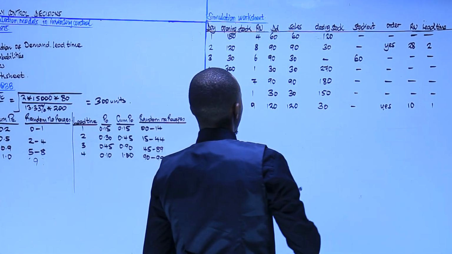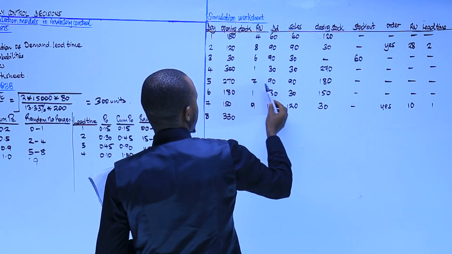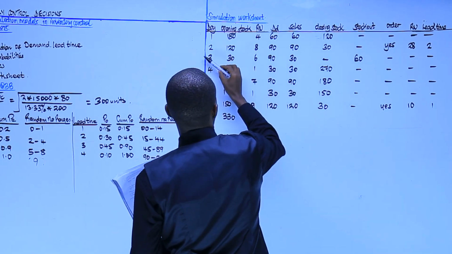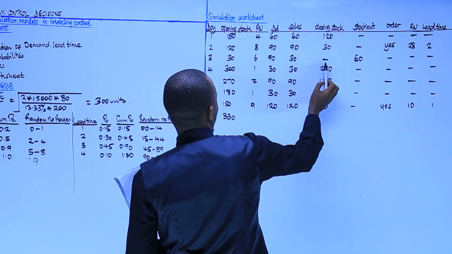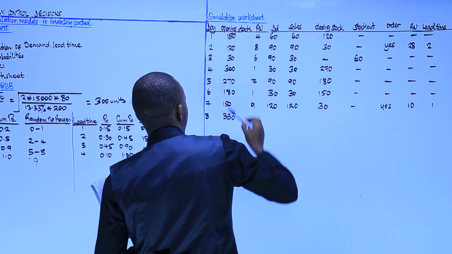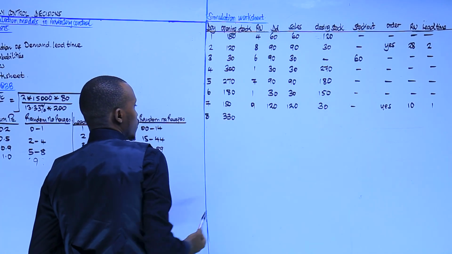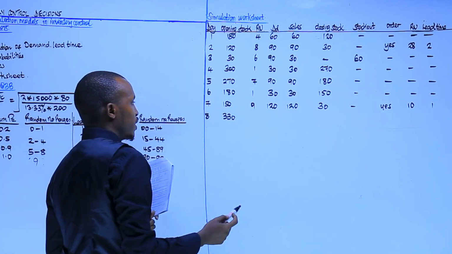Notice that is also what we did here. Here, we do not have any closing stock, so 0 plus 300 is 300. So here your closing stock is 30, plus you have received your reorder quantity of 300, making your opening 330.